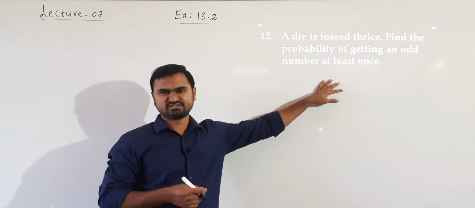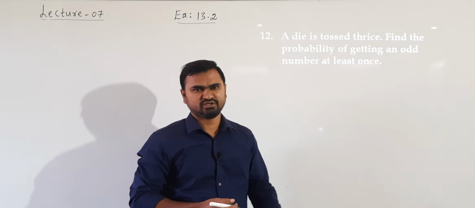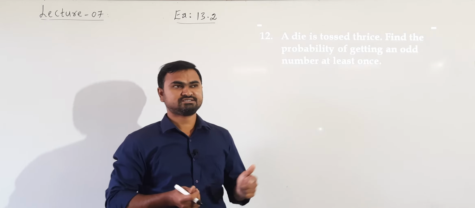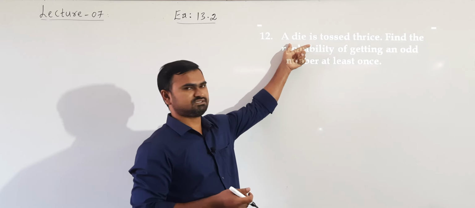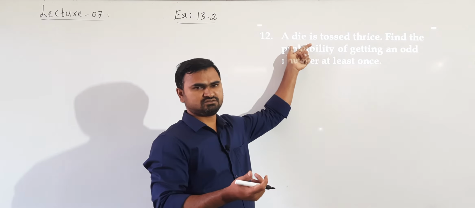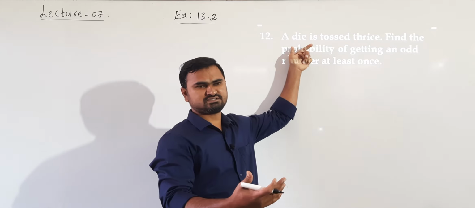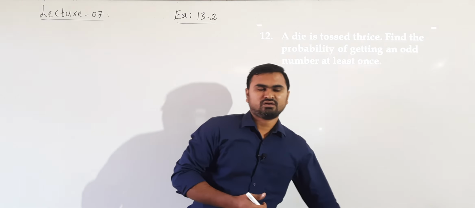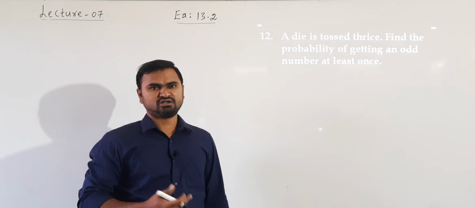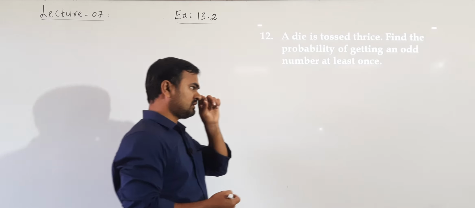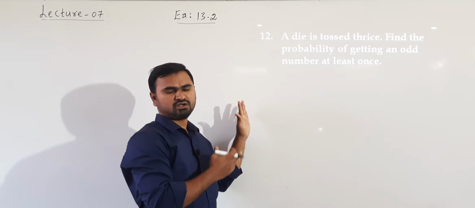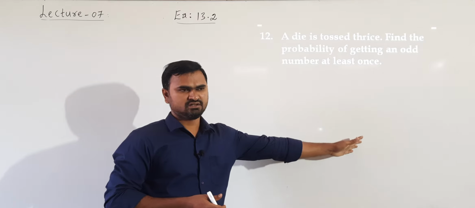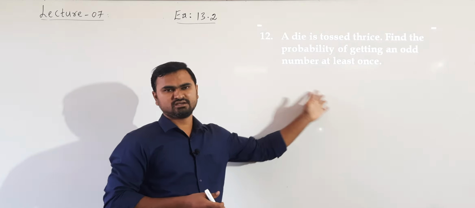Getting odd number at least once means 1 or more times. Okay. 1 or more means we can get 1 time or 2 times, or maximum we can get 3 times, because die is tossed 3 times. So maximum we can get all the 3 times as an odd number. So at least 1 means 1 or more odd numbers. So how many cases we have to consider here? Getting one odd number, or two odd numbers, or three odd numbers. Now considering all these three cases will be lengthy here.